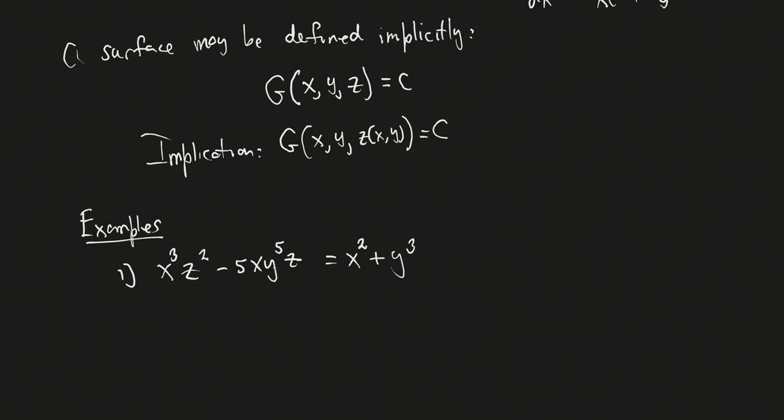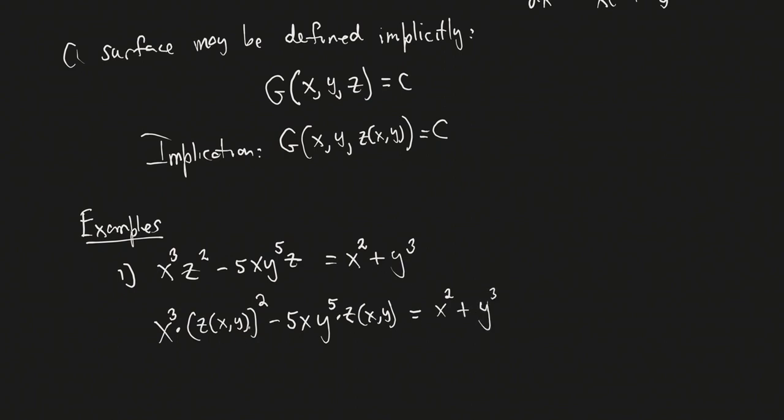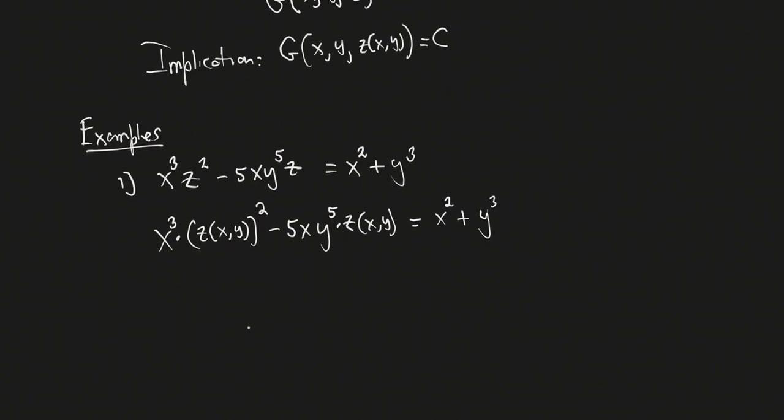But the thing that is, so I'm going to rewrite this just to indicate what is implied. So everywhere there is a z, actually what we have is z of x, y, and then in this case it would be squared. And then we have minus 5xy to the fifth, and then again your z will also depend on x and y. And then on this side, we don't have any z's, so we just have terms that have our independent variables, x and y.